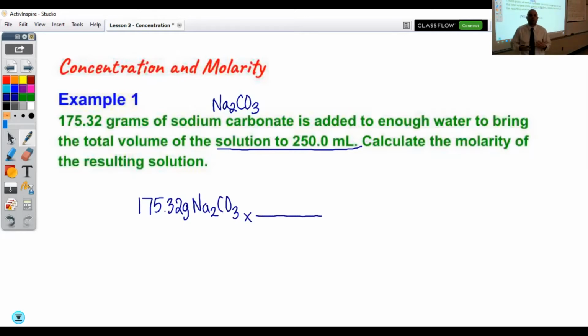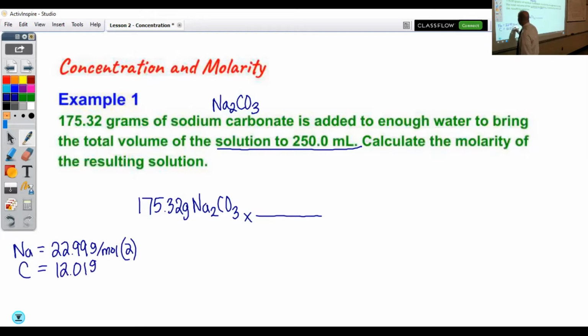To do this, what we're going to need to do is find out the molar mass of sodium carbonate. If we look up sodium on the periodic table, sodium is equal to 22.99 grams per mole. In this case, we have to multiply that by 2 because we have a subscript of 2. We have carbon. Carbon has a molar mass of 12.01 grams per mole. And we have oxygen. That has a mass of 16 grams per mole. We'd have to multiply that by 3.